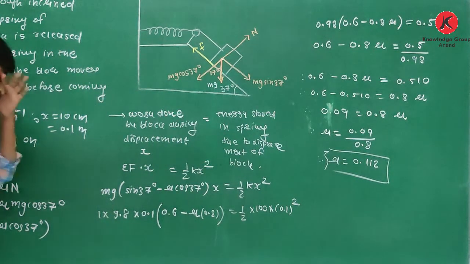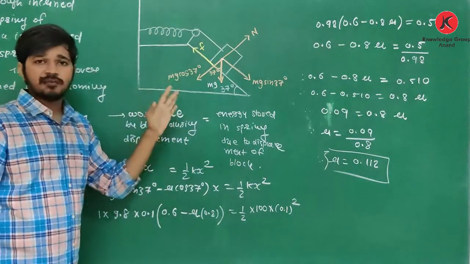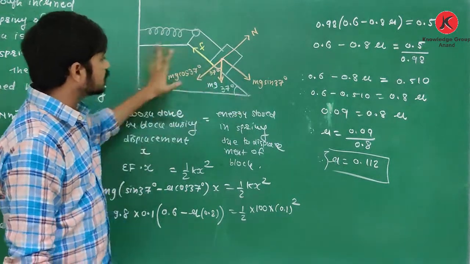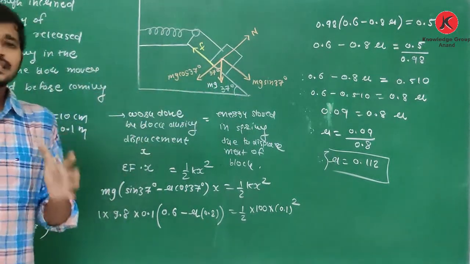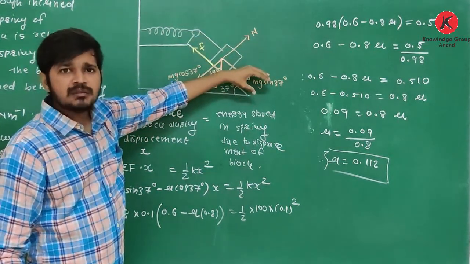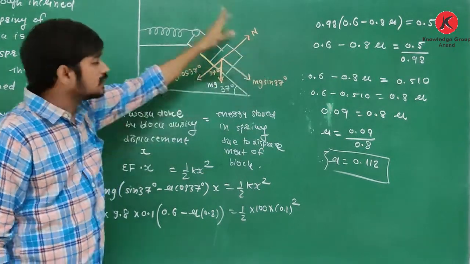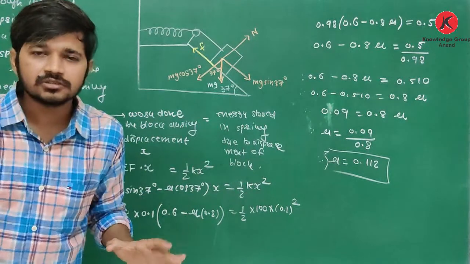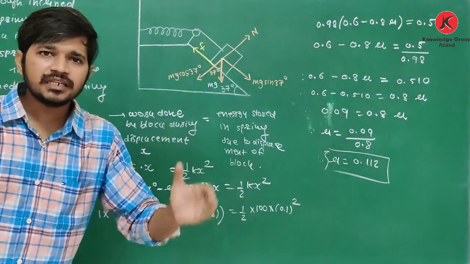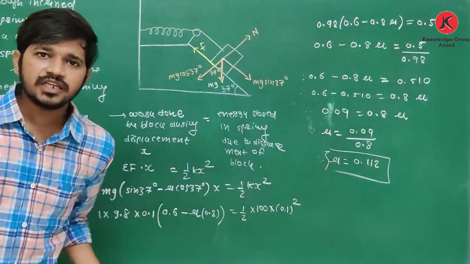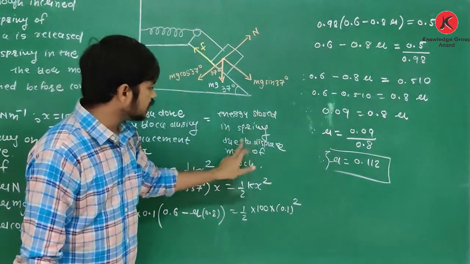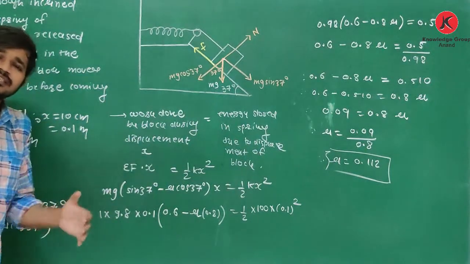Again, you have to draw this block diagram. The forces acting on the block are mg cos 37, mg sin 37, and the friction force acting in the upward direction. The block is moving in the downward direction. Work is done on the block, and due to that work the spring is stretched, so energy is stored in it. The work done by the block during displacement x is equal to the energy stored in the spring.